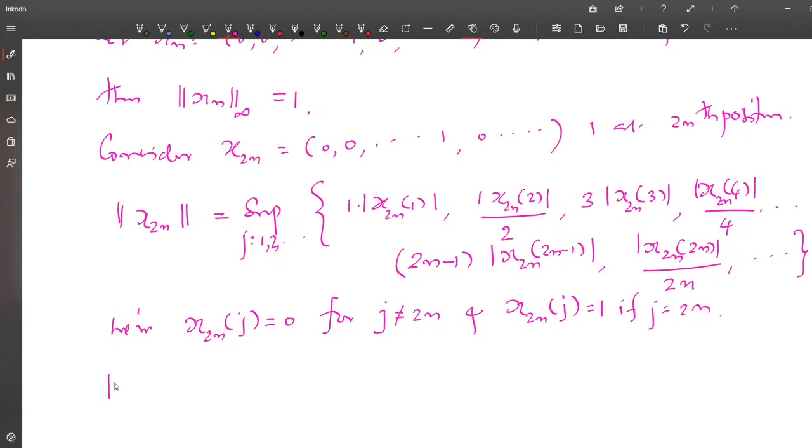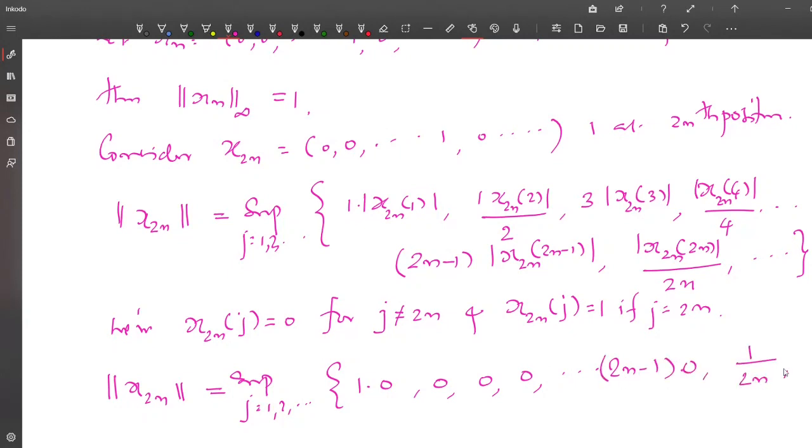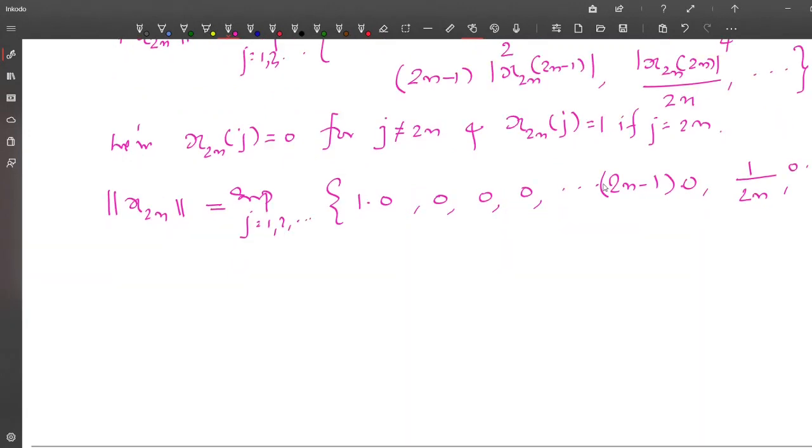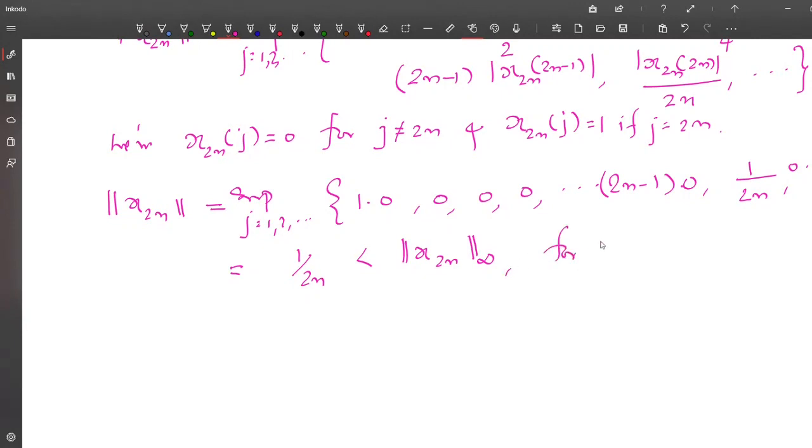So using this we have the norm of x_2n equal to the supremum over j equals 1, 2, etc. of 1 into 0, 0, 0, 0, etc., (2n minus 1) into 0, 1 by 2n, 0, etc. So this is equal to 1 by 2n, and that is less than the sup norm of x_2n, because the sup norm of x_2n is 1. This is true for n equal to 1, 2, etc.